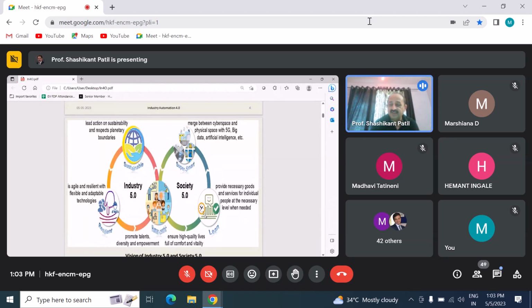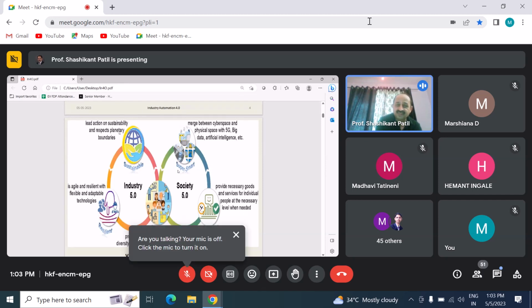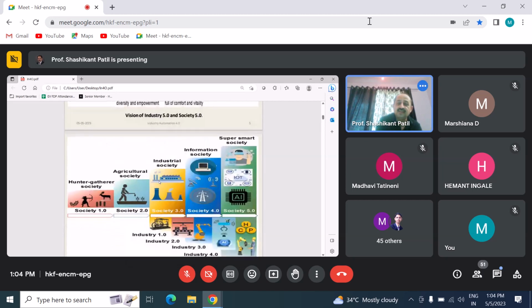On the other side, society provides necessary goods and services for industry people at the necessary level when needed. Industry has a resilient approach; it is agile, resilient with flexible and adaptable technologies. On the other side, society is merged between cyberspace and physical space, with 5G or 6G, big data, AI, like emerging technologies, where industry leads action on sustainability and respects planetary boundaries. So we cannot neglect societal life, individual life, community life, life on planet. That also needs to be seen: how industry 4.0 or industry 5.0 is adding value to your life, adding new dimensions to your life. For that, this slide is there just for creating ambience.